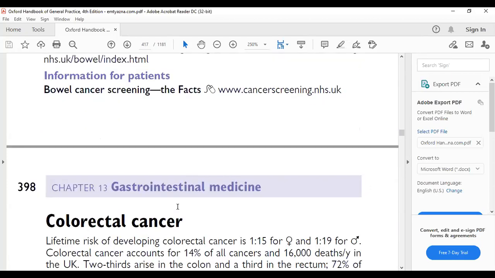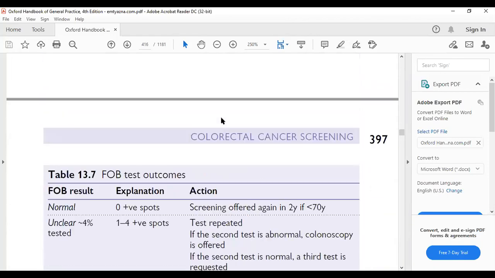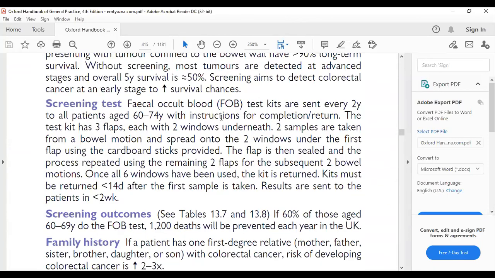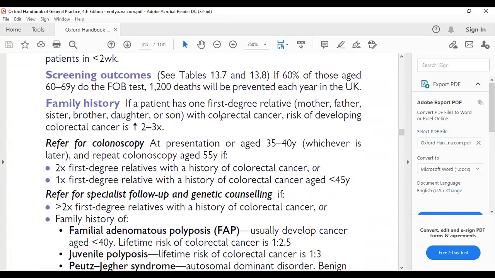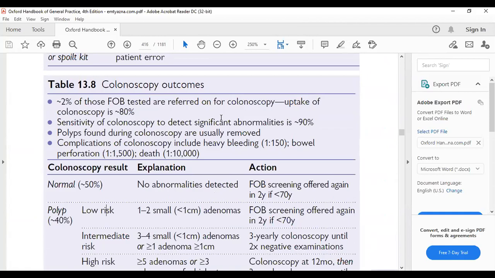So that's about colorectal screening for colorectal carcinomas, FOBs, and on the basis of what are the interpretations for the FOBs and what are the interpretations for the colonoscopies. This is how you need to know the stepwise approach of the screening tools.